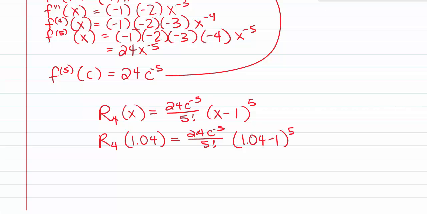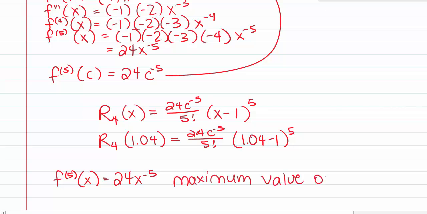Now the problem is we don't know what this value c is. So what we want to do is take our fifth derivative at x, which was, remember, 24x to the negative fifth, and find the maximum value on the interval from 1 to 1.04. And the reason we want to do this is it's going to find our big M. We want to replace 24c to the negative fifth with its maximum value on the interval.